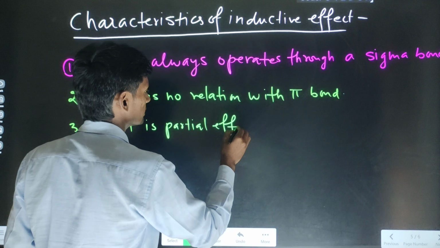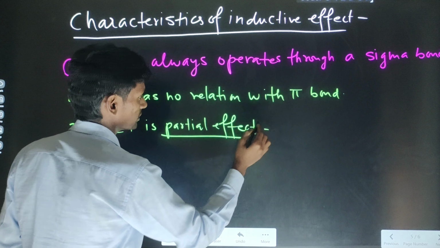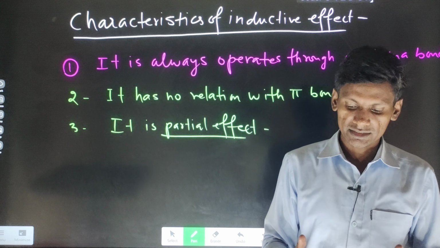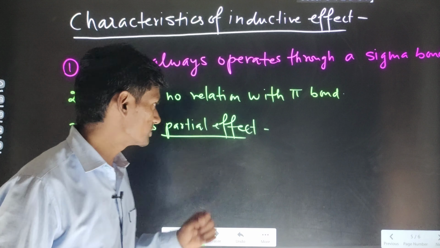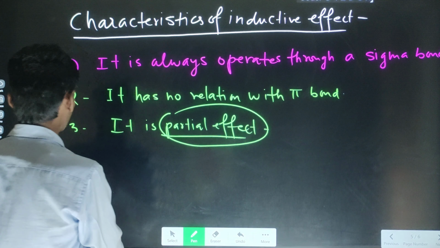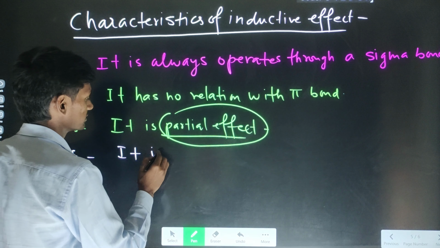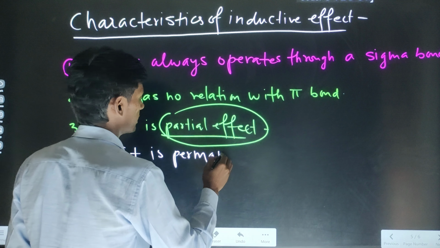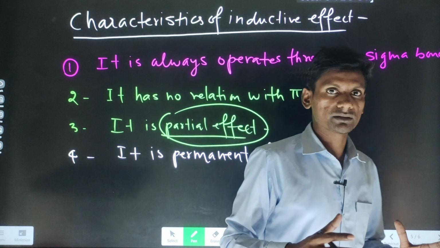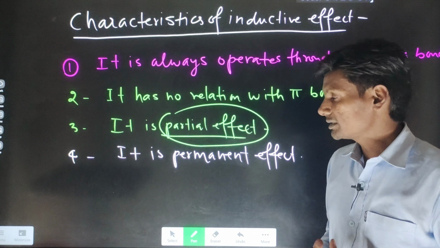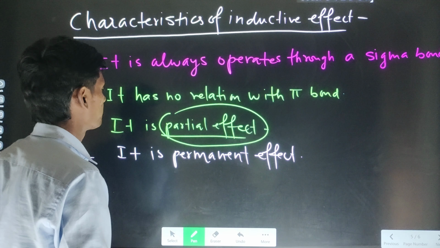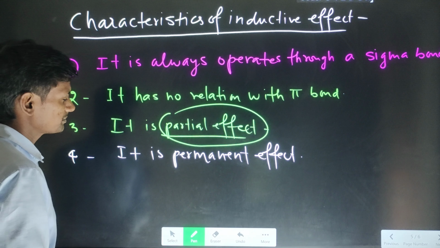Why it is called a partial effect, we discuss after 2 minutes. Why it is called a partial effect? Because one atom contains del positive charge and another atom contains del negative charge. In this way we can say that this is a partial effect. Okay, and fourth point is it is a permanent effect. Means once polarity is developed between the atoms, it is always permanent. It does not diminish.